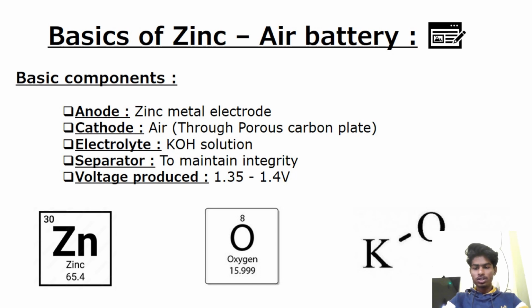Here the separator is used for the division between the anode and cathode. It acts like a wall between the anode and cathode.